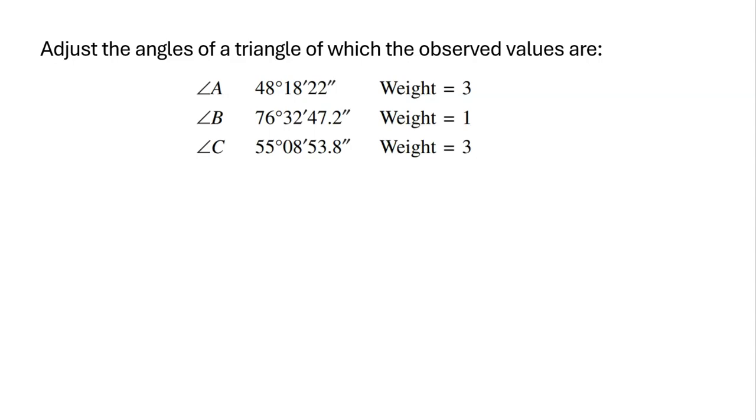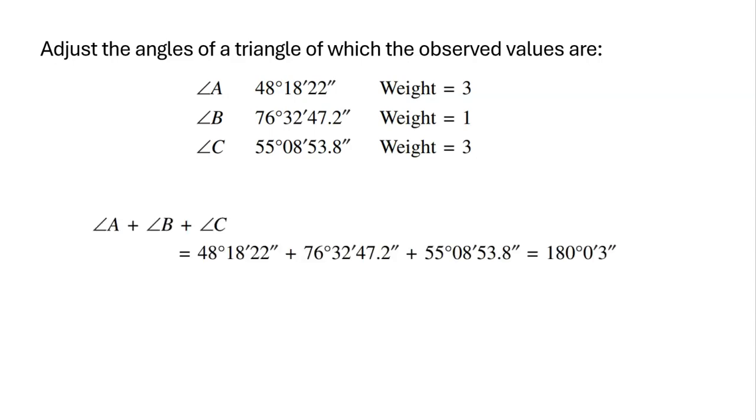First, let us adjust the given values based on the very simple rule that A plus B plus C should be equal to 180 degrees. Let's find out the error first, and based on that error the corrections are to be identified. A plus B plus C is 180 degrees 0 minutes 3 seconds. We have 3 seconds excess, and this excess is nothing but the error.